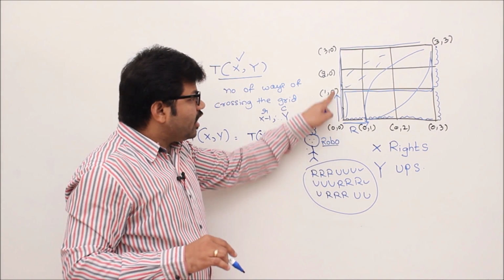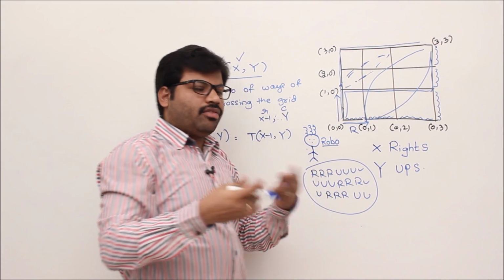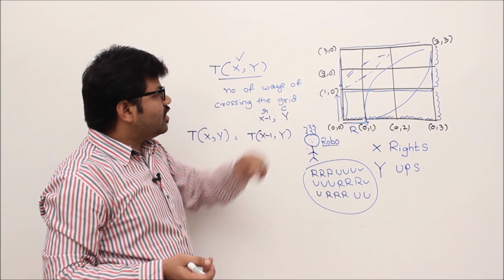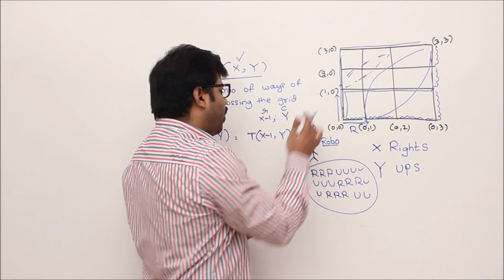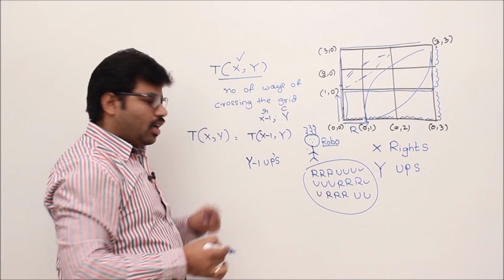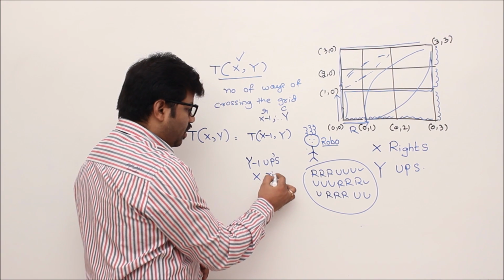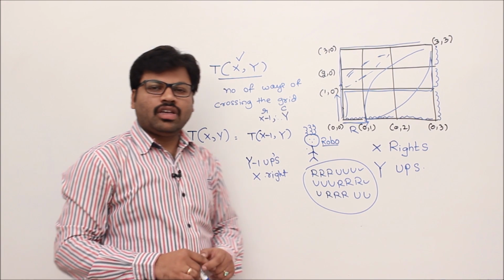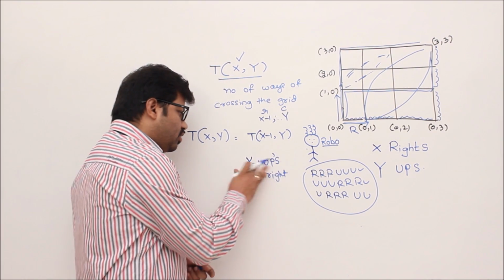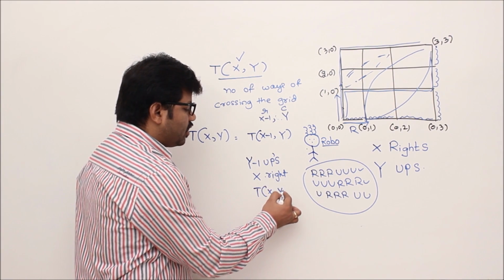Now second, if it takes up first, then the remaining work is crossing the other things. How many other things are there? So the other things are y minus 1 ups, isn't it? Because 1 up is gone, y minus 1 ups our robo has to cross, and still x rights have to be crossed. What I want to say is, the same robo with the same terms and conditions can cross these y minus 1 ups and x rights in T of x comma y minus 1 ways, isn't it?